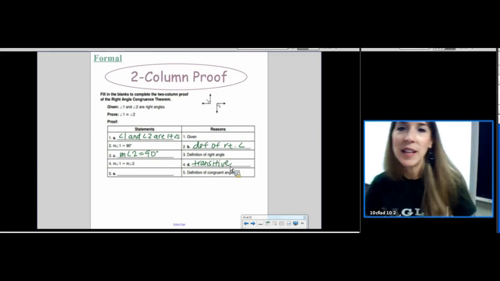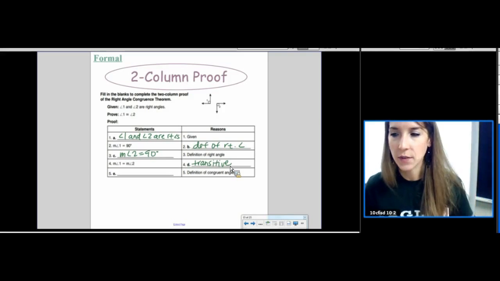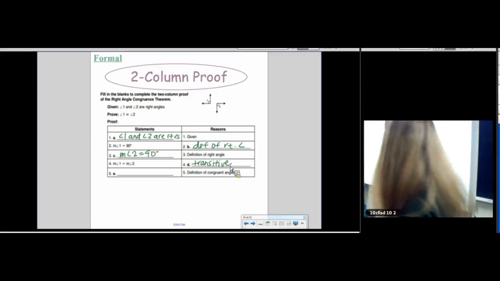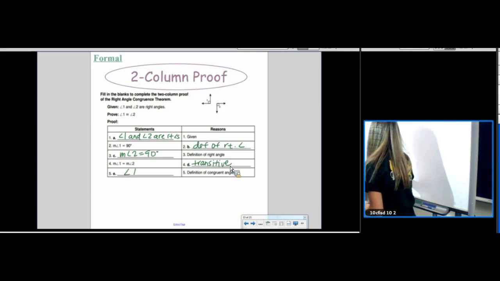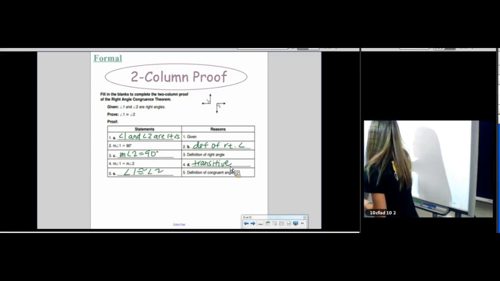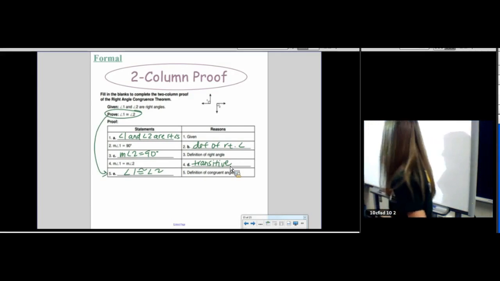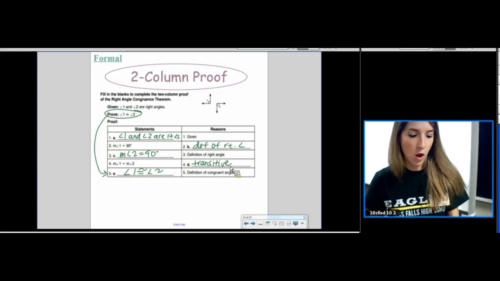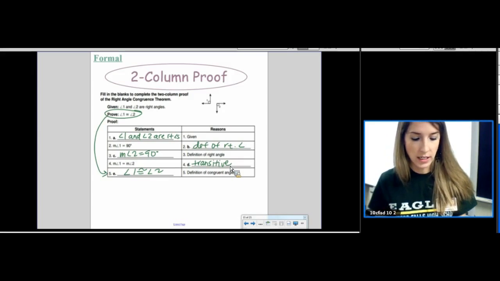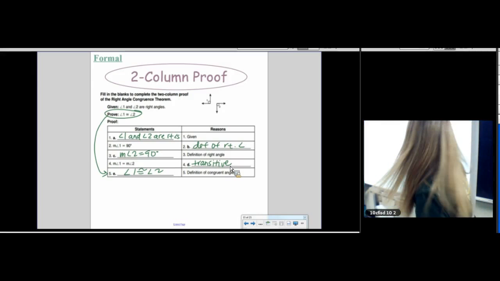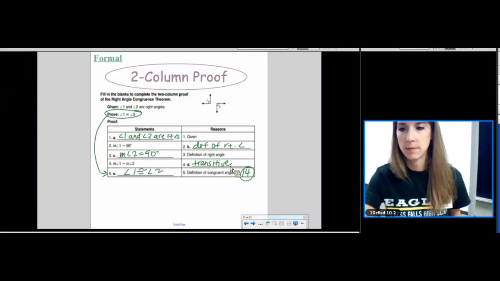And then guess what the last row always is every time? It's the prove. So I don't even need to make this up. Angle 1 is congruent to angle 2. I stole it from right here. And what's the reason? It's the one y'all all wanted to say. It's number 14, definition of congruent angles. But they already wrote it there for us.